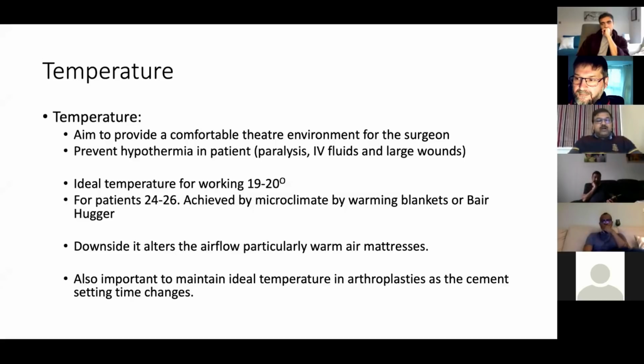One important factor is that it is important to maintain ideal temperature in arthroplasties, as not only the setting time of the cement, but also the mechanical properties of cement are dependent on the ambient temperature when the cement is stored, prepared, and applied. So if the theater temperature is too high, it impedes the mechanical properties of the cement.